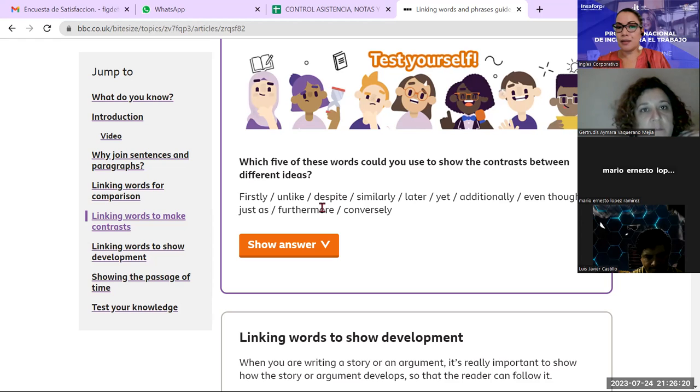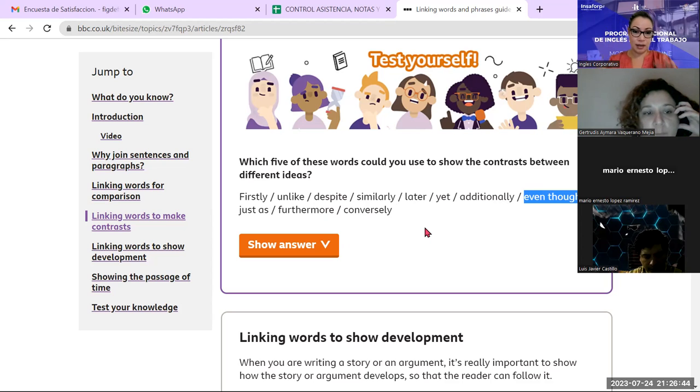Okay, Aymara said unlike. Additionally, even so, just as. Just as también es como para hacer comparación o para agregar información.